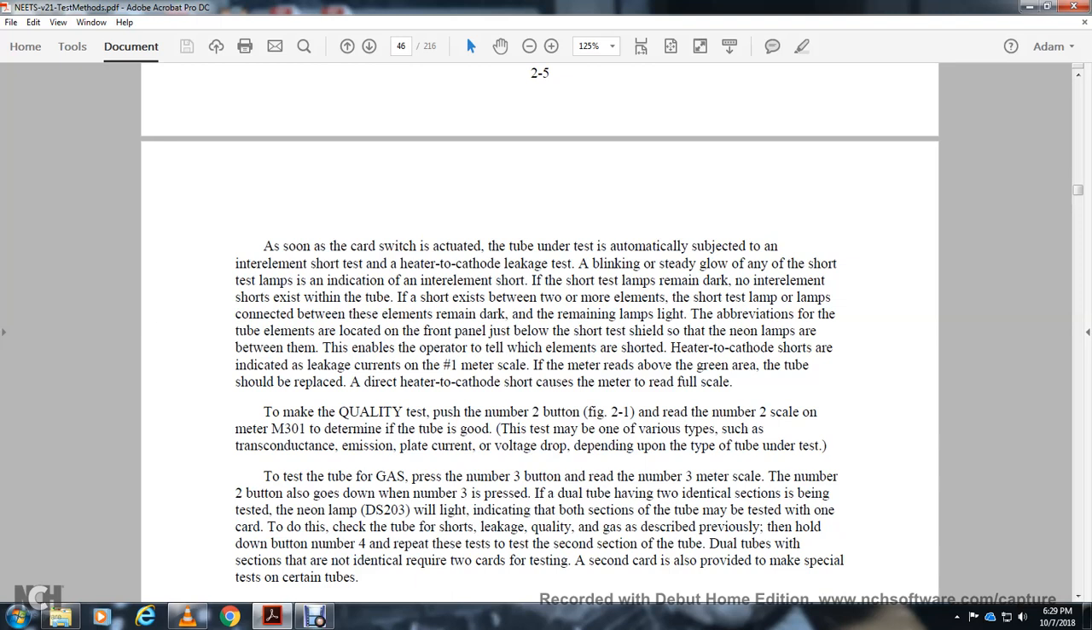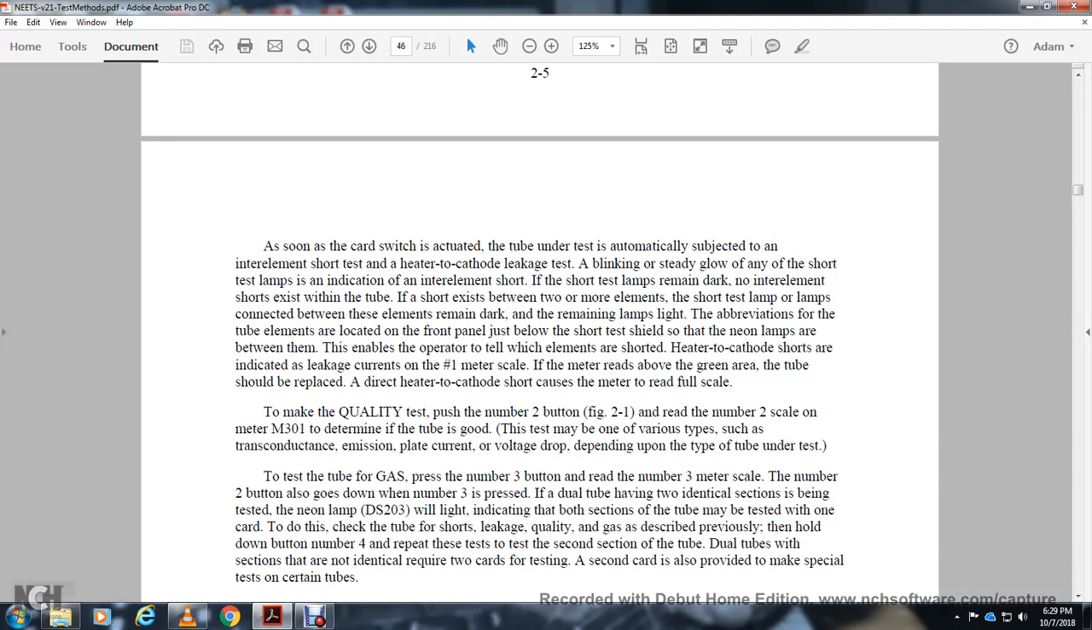To test the tube for gas pressure, press the number 3 button and read the number 3 meter scale. The number 2 button must also be held down when the number 3 is pressed. In dual tubes having two identical sections, the neon lamp ESS203 indicates both sections, which may be tested with one card. Check the tube for shorts, leakage, quality, and gas as described previously. Hold the button down; number 4 repeats the test for the second section of the tube.